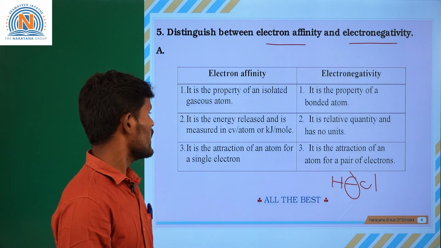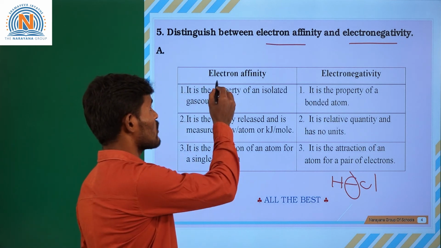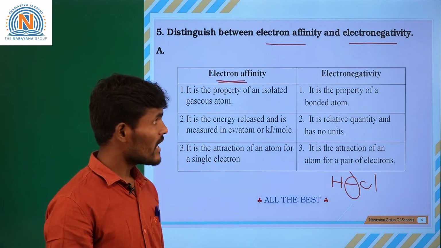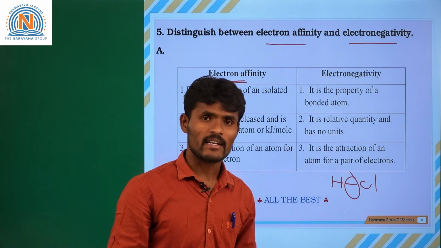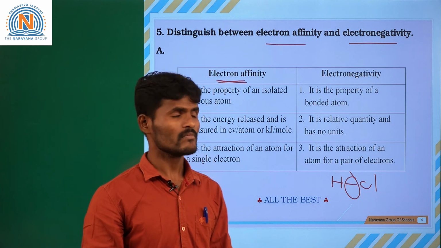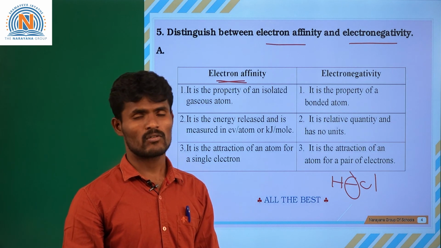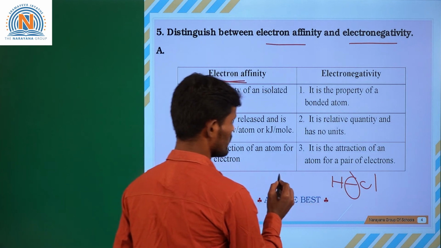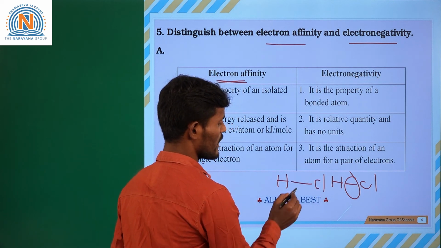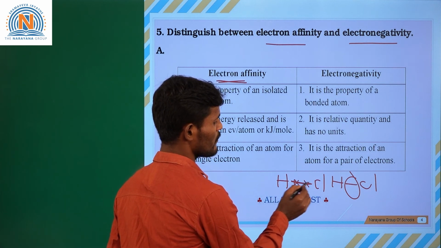Next, electron affinity is the attraction of an atom for a single electron, whereas electronegativity is the attraction of an atom for a pair of electrons. See here hydrogen chloride, between hydrogen and chlorine one covalent bond is there. This one covalent bond indicates two electrons. These are the pair of electrons.